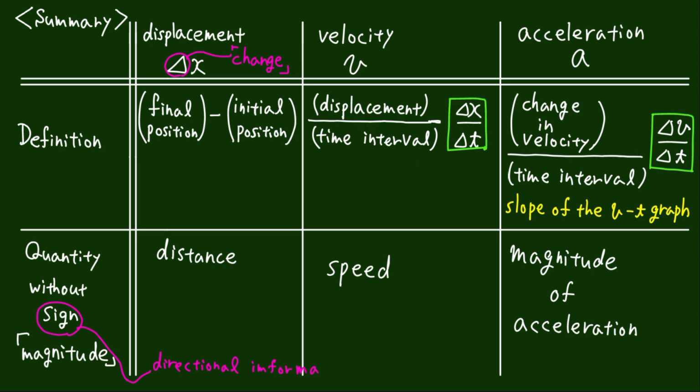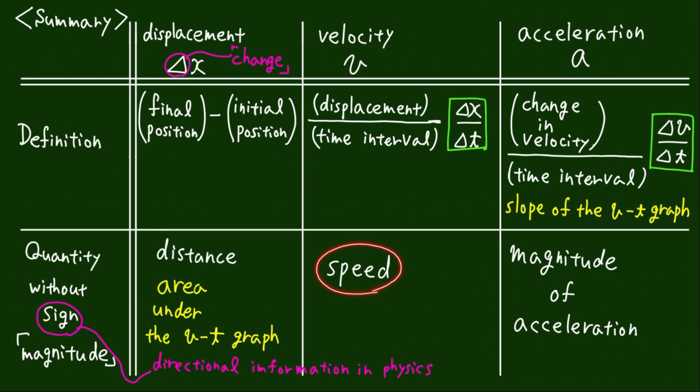Is that understood? Now we call the quantity obtained by removing the sign from displacement distance. Also, we could determine this distance from the area of a VT graph. This was also an important point. Is that clear? And we called the magnitude of velocity speed. Furthermore, we called the magnitude of acceleration the magnitude of acceleration. Is that clear? Let us firmly recognize that these quantities, distance, speed, and magnitude of acceleration, are incomplete information that does not include directional information or signs. Is that understood?